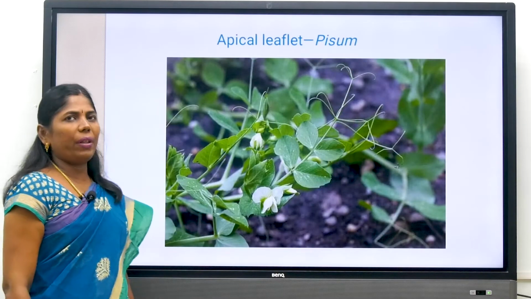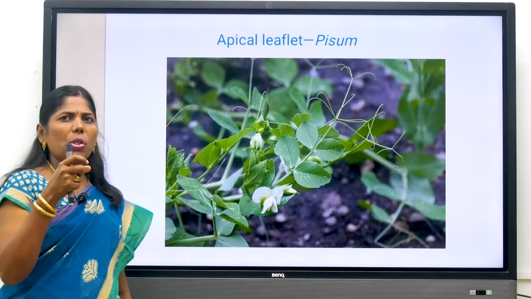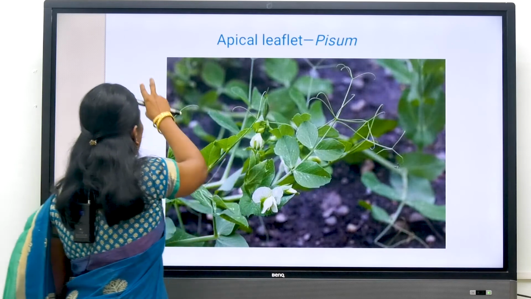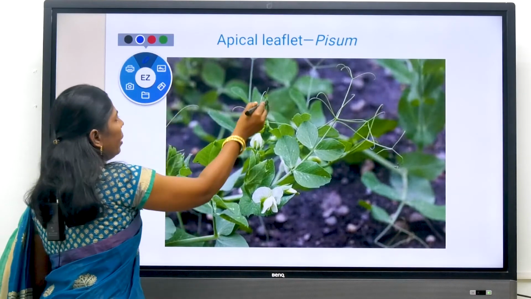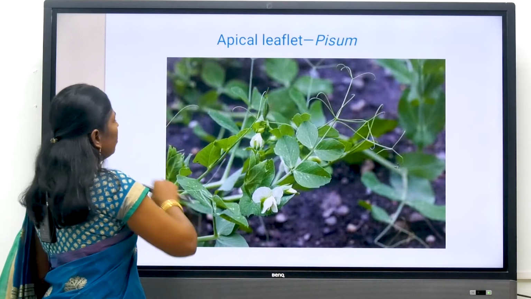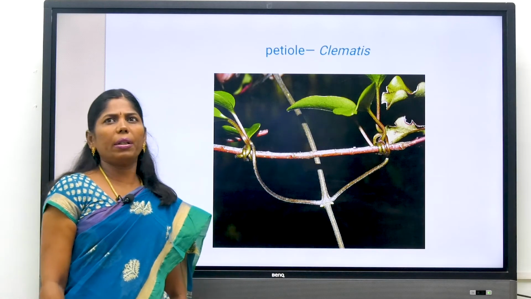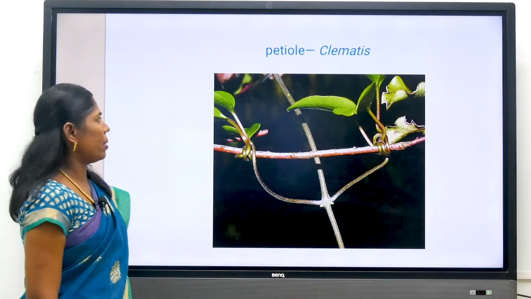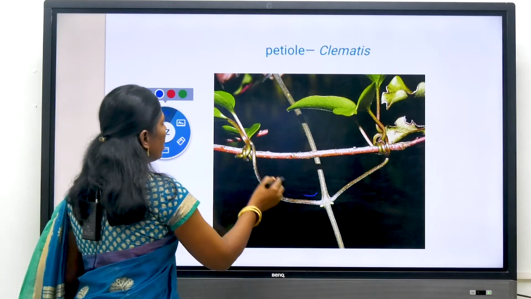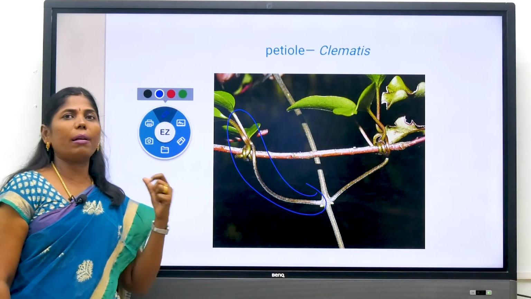Next, apical leaflet, that is the apex. The apical leaflet is the terminal region, and the apical leaflets are modified into tendrils. This is the apical part, which is modified into tendril-like structures. Next, petioles are modified into tendrils in Clematis. These are all petioles, the regions that hold one leaflet after another. The petiole regions are modified into tendril-like structures.